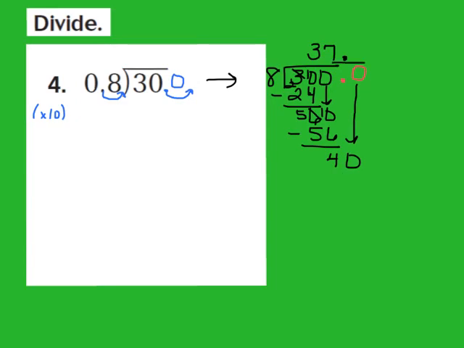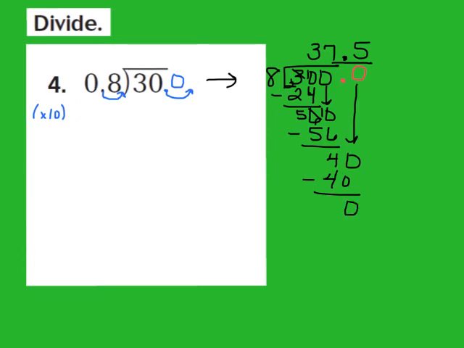So I'm now going to go ahead and write that 5 here above the 0. And I know that 5 times 8 is going to give me 40. So I'm going to write my 40 down over here, and then I'm going to subtract. Well, I know that 40 minus 40 is going to leave me with a remainder of 0.